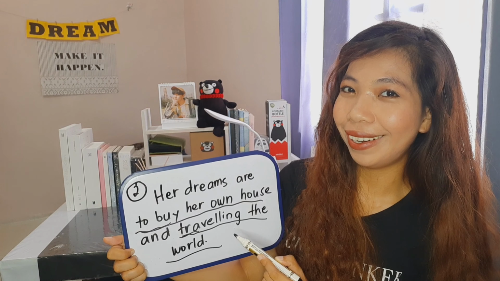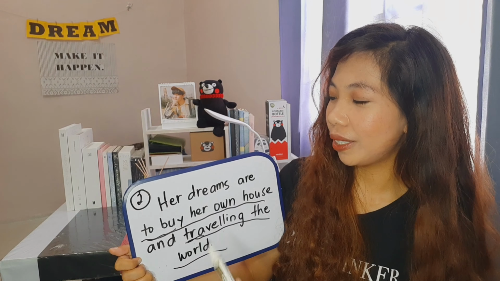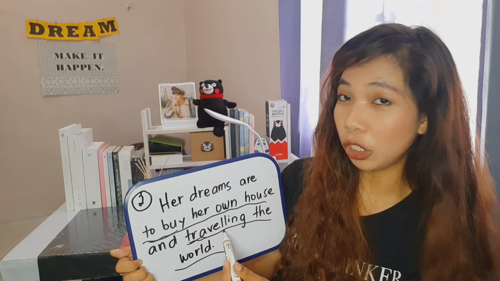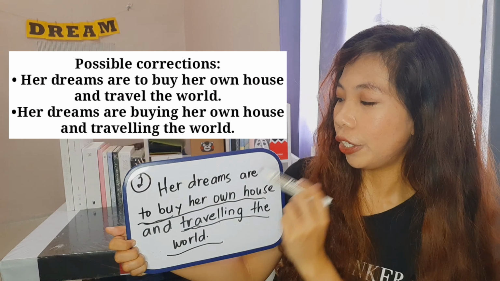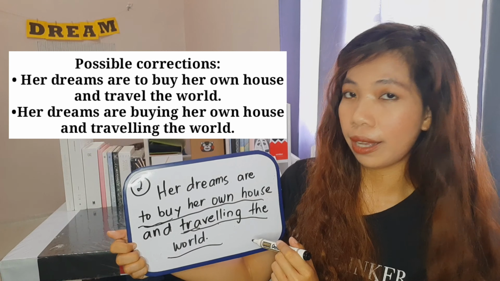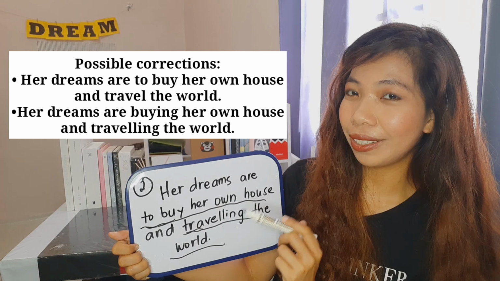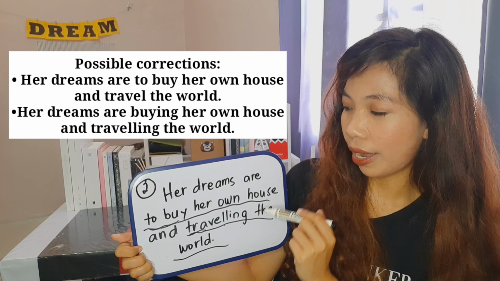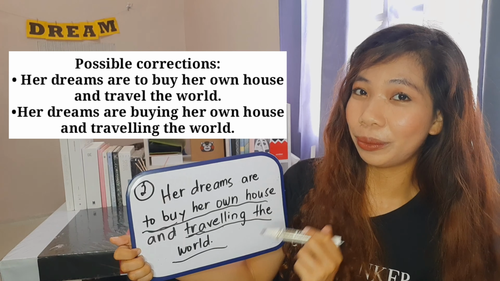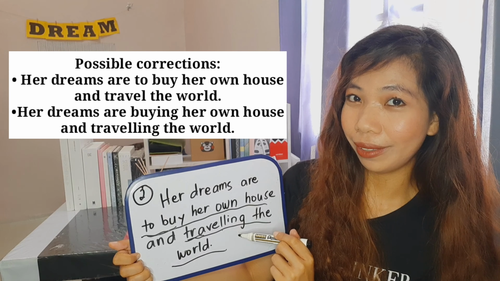What should we do here? There are two options actually. First, we can change this one into an infinitive. So we can say, her dreams are to buy her own house and to travel the world. The second option is, her dreams are buying her own house and traveling the world. So it's either we change this or this one.